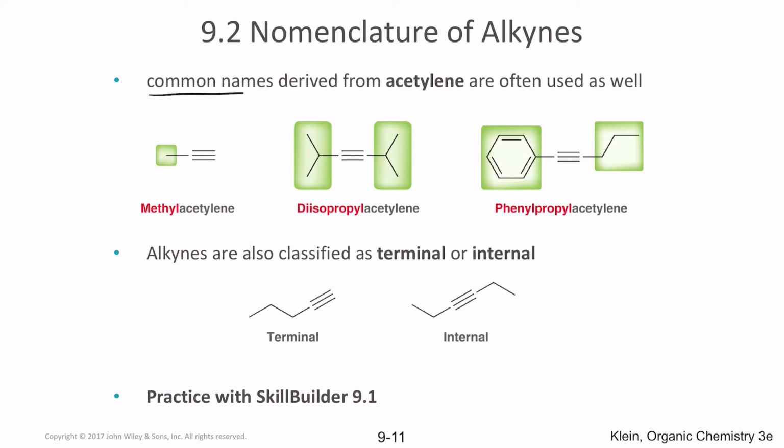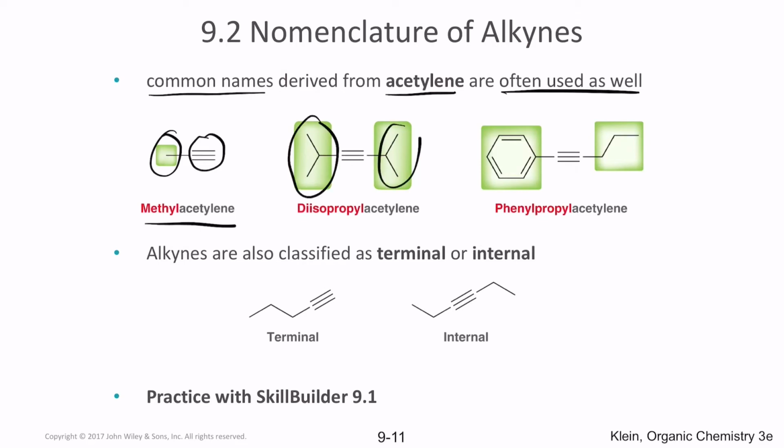Now common names, generally derived from acetylene, are often used as well. For example, this is the structure of acetylene, and if on one side there is a methyl group, we write it as methyl acetylene. If you have two isopropyl groups, we write diisopropyl acetylene. If one side has a phenyl group and the other a propyl group, we write phenyl propyl acetylene. Remember that acetylene itself is generally used as a base structure.